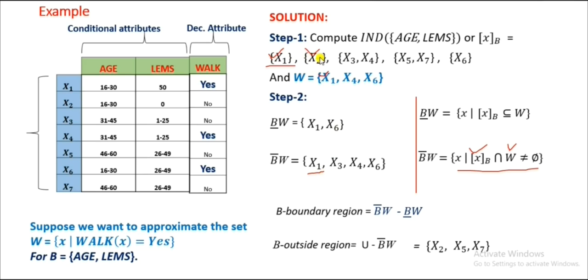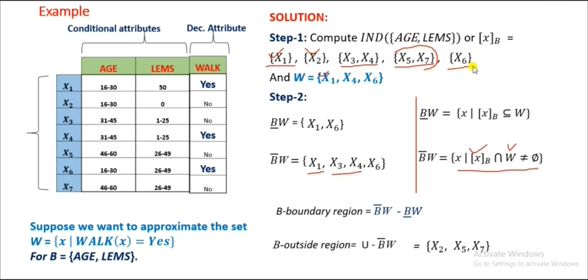Next, X2. X2 intersection W. We don't have anything common, that means the intersection is null. So X2 is not taken as part of the upper approximation. Next is X3, X4. This set intersection W, we have something common. We have X4 here and X4 here. That means the intersection is not equal to null. So both X3 and X4 will come as part of the upper approximation. Next is X5, X7. This set intersection W, we don't have anything common. That means the intersection is equal to null. The condition fails, so this equivalence class will not be part of the upper approximation.